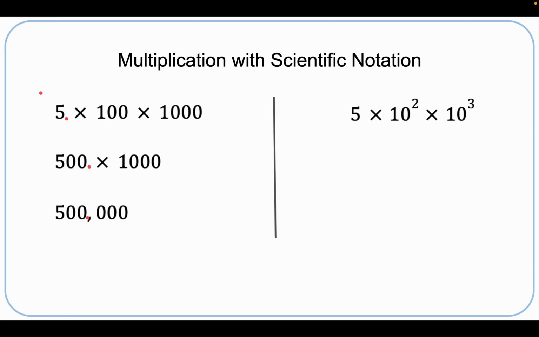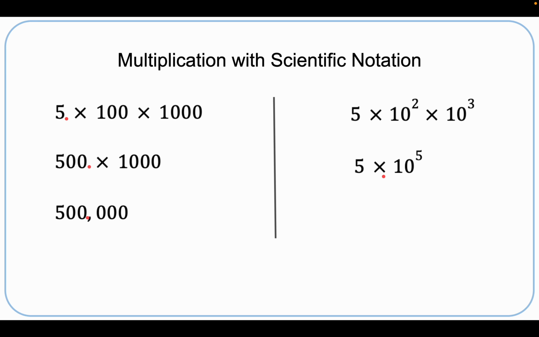Now we could rewrite this original expression with exponents or in scientific notation by doing 5 times 10 squared, which is 100, and times 10 to the third, which is 1,000. And then that would simplify, this 10 squared times 10 to the third is the same as 10 to the fifth, because what we ultimately did was we moved our decimal point 5 spaces over to the right, and that would accomplish the same thing over here.